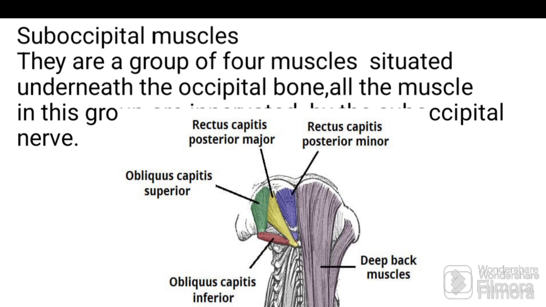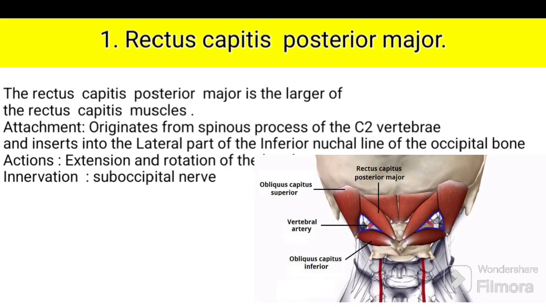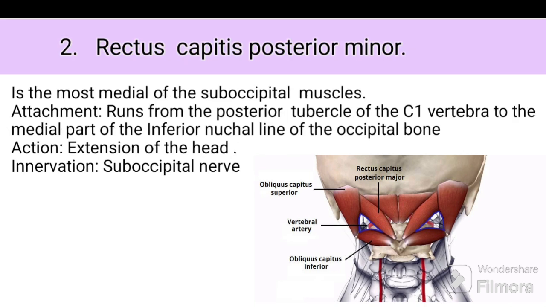Now, the next muscle we are going to look at is the rectus capitis posterior major. It is the larger of the rectus capitis muscles, originating from the spinous process of the C2 vertebra. Action: extension and rotation of the head. It is innervated by the suboccipital nerve. The second muscle is rectus capitis posterior minor. It is the most medial of the suboccipital muscles. Attachment: it runs from the posterior tubercle of the C1 vertebra. Action is extension of the head.